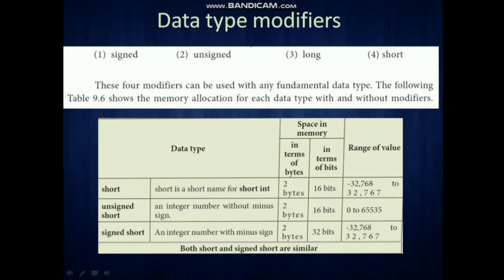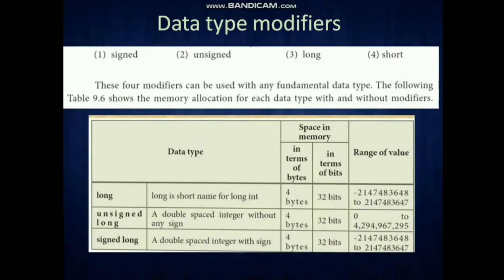So these are the data types. How these modifiers are used with the fundamental data types we have to see. The bytes you also have to store in your mind: short means 2 bytes, unsigned short means 2 bytes, signed short means 2 bytes. Next, in the same way, we have three more data types: long, unsigned long, signed long.